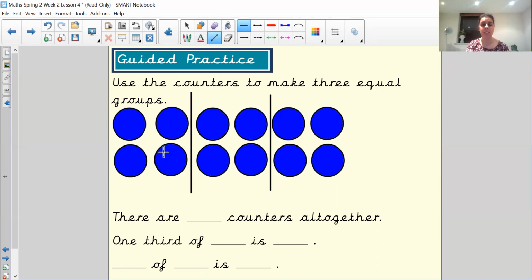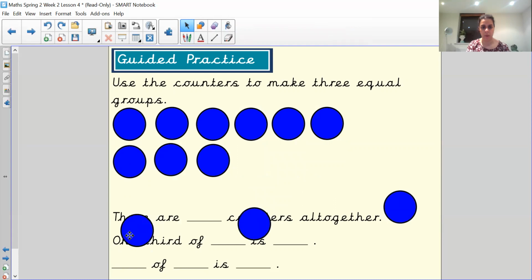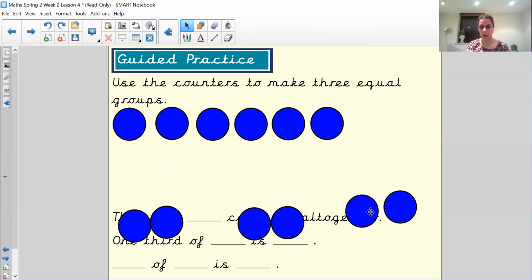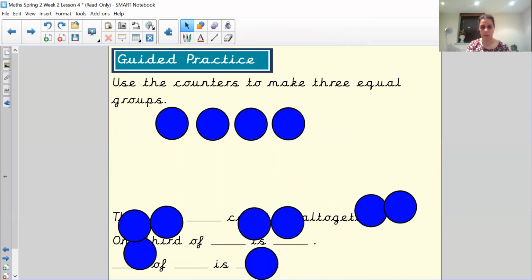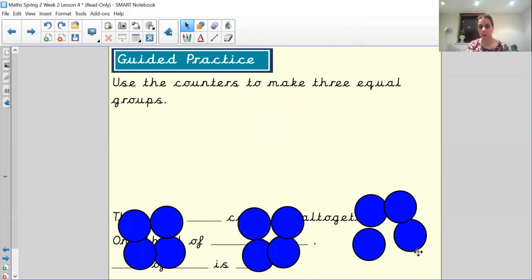Now I did that because I could see that they were going to be 3 equal groups. Some people can't see that so easily. What you could do if you couldn't do that, is you can always move your counters. So I could always move them into 3 equal groups. So I could say 1 there, 1 there, and 1 there, and so on, until I've got 4 in each group, which is the same answer that I just had.